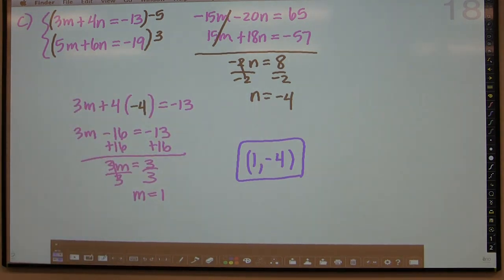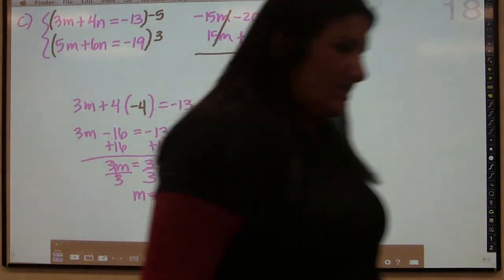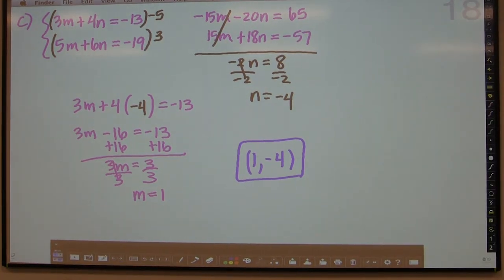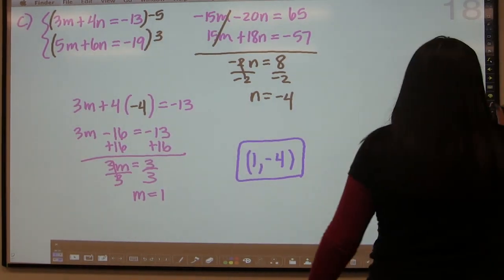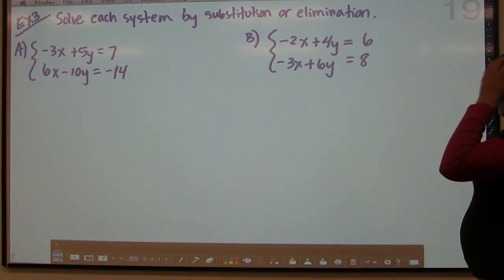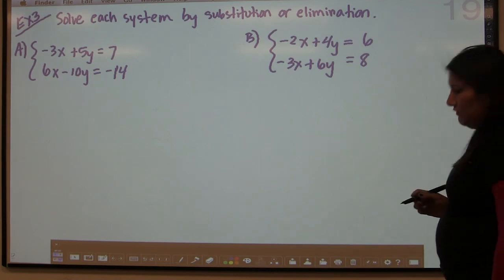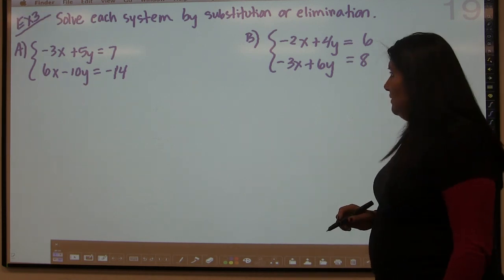Okay, our last example, and I'm going to once again check my time here, just make sure I'm okay. Yep, we have a little bit more time. And so our last example is here. And it says solve each system by substitution or elimination.